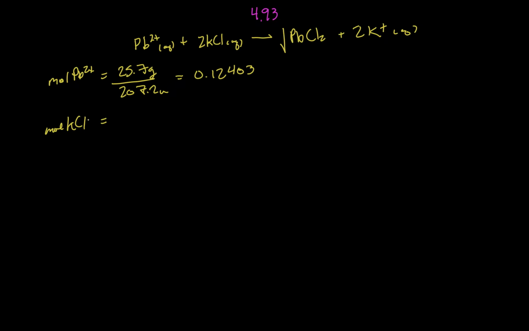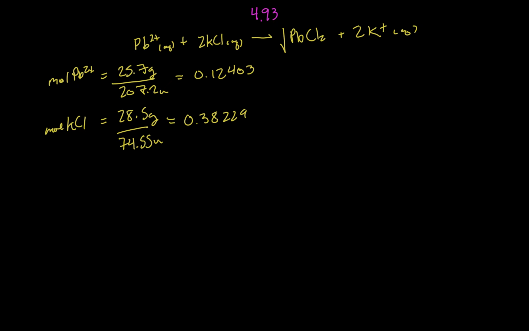Okay, moles of potassium chloride. This is 28.5 grams over 74.55 grams per mole, and that gives 0.38229.